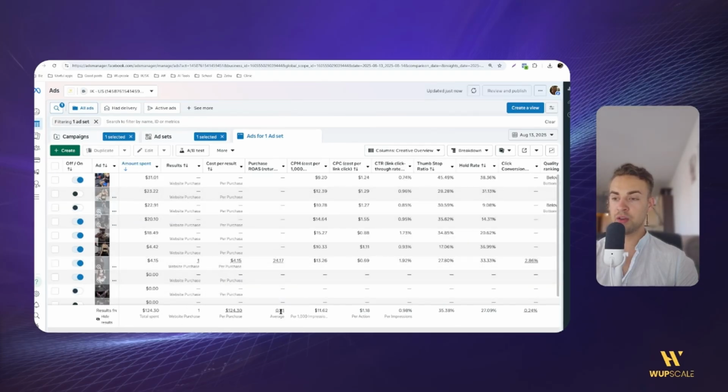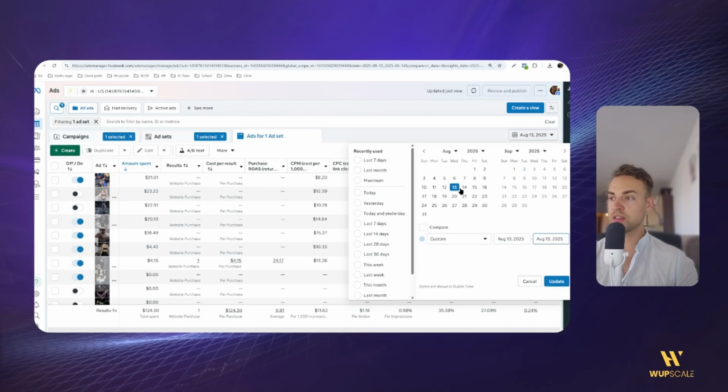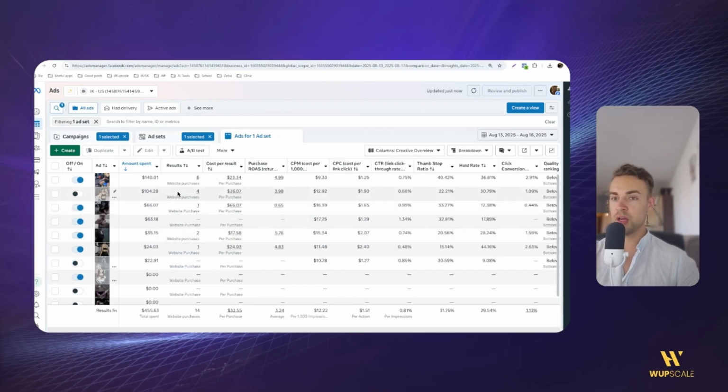So I set the cost caps on the day of August 13, and nothing really happened. You see, I had a weekday, only one purchase. So kind of disappointing. But if you look at the next 4 days going into the weekend, so from 13 to 16, let me update the data. You'll be surprised about the results because it's like magic.